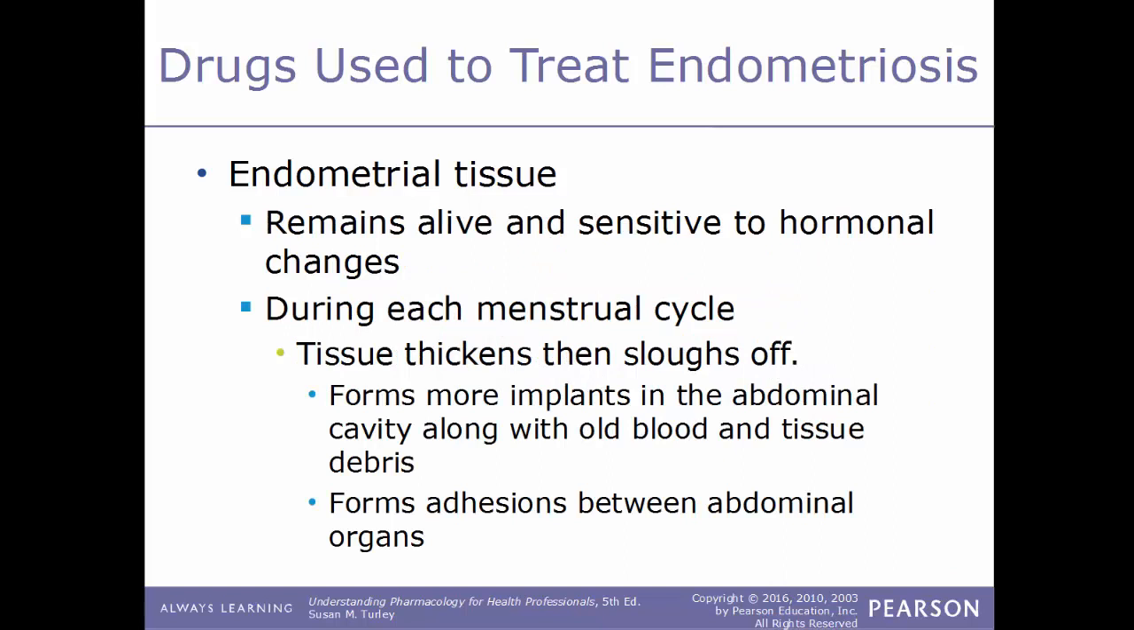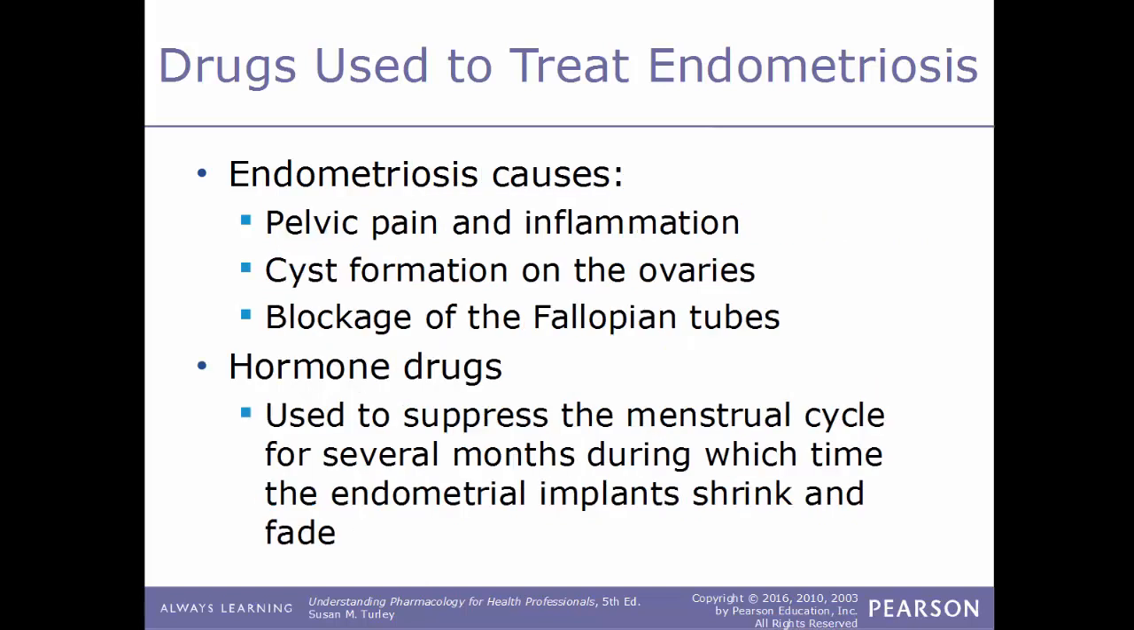Now during each menstrual cycle, the tissue will thicken just in case the woman does get pregnant, so the uterus is ready to receive a fertilized ovum. If there is no fertilized ovum that gets implanted, it will slough off as the tissue starts to die. And this tissue will form more implants in the abdominal cavity along with old blood and tissue debris, and this can form adhesions between abdominal organs. So endometriosis can cause pelvic pain and inflammation, cyst formation on the ovaries, and blockage of the fallopian tubes.